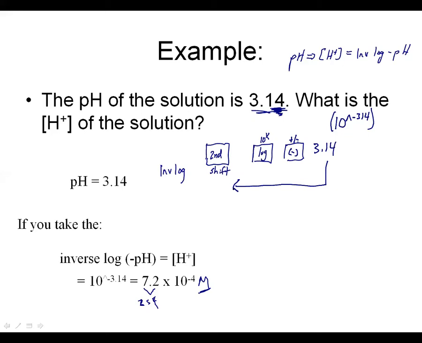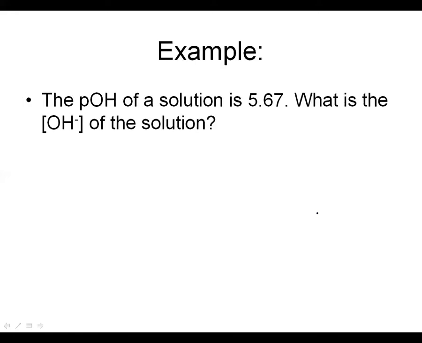Other questions on that? Okay. So why don't you try this one here? Give it another practice in case you need it. So we have a pOH of 5.67. What is the OH minus concentration?